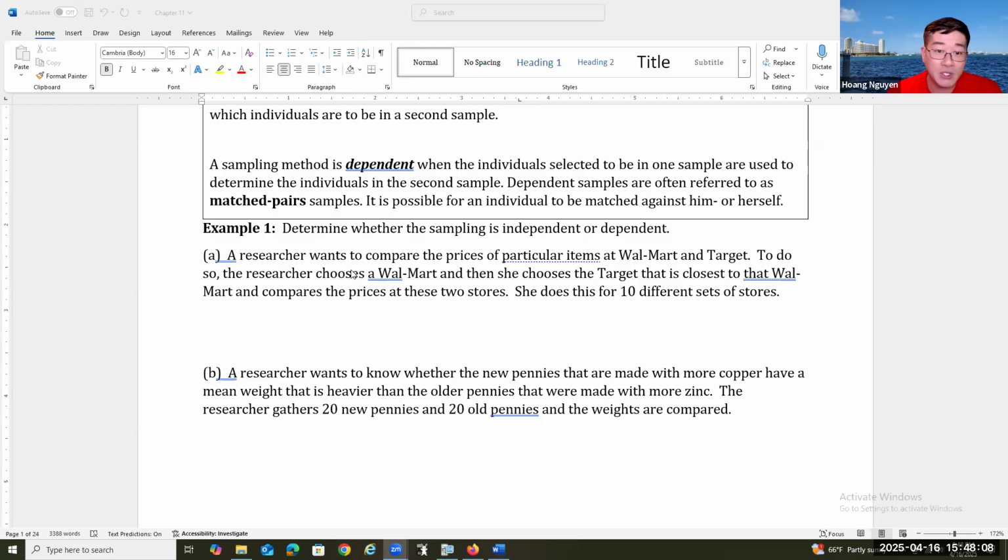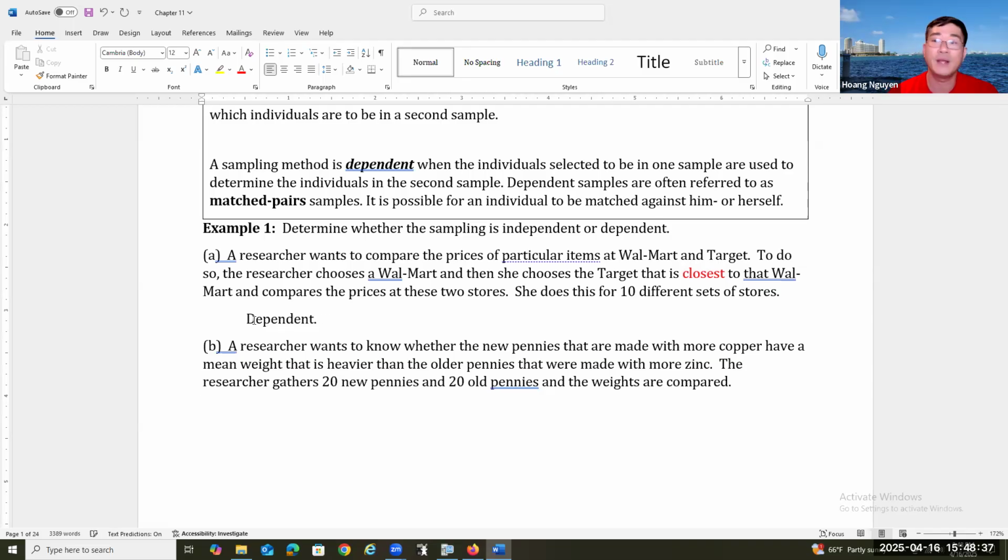So the researcher chooses a Walmart, and then she chooses the Target that's closest to the Walmart. The closest Target to the Walmart, we're going to select automatically. That's the indication that those two samples are dependent. So that's a dependent sample.